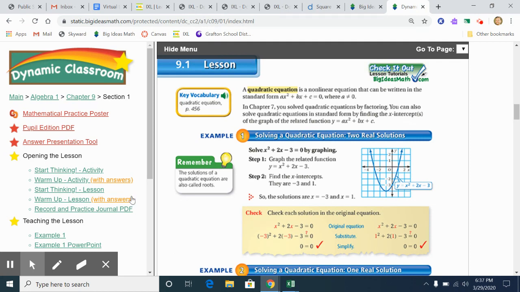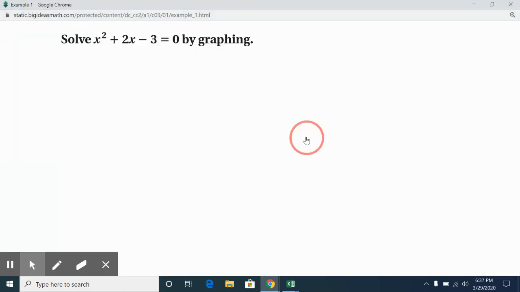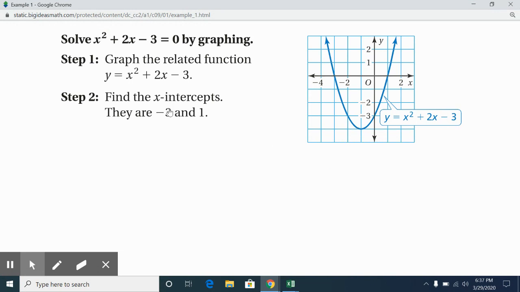So they're just saying that if we graphed this, and we found where it crossed the x-axis, which is essentially right here at -3, and right here at +1, we could find the solutions of this equation or this function, okay?